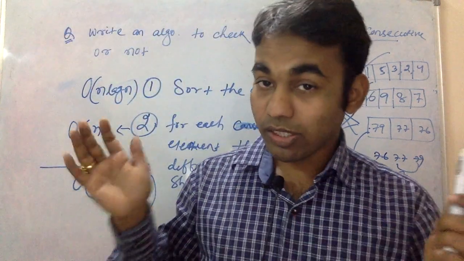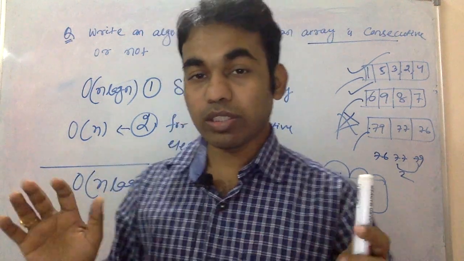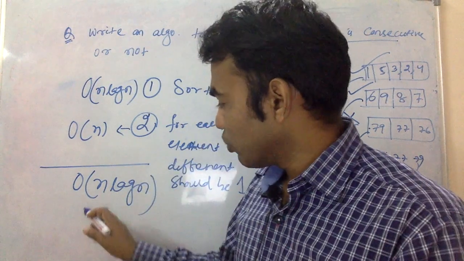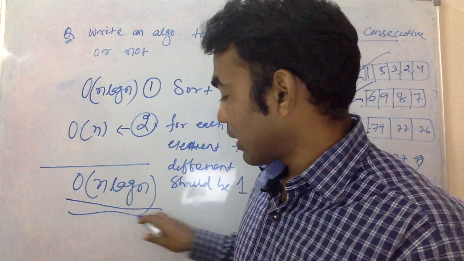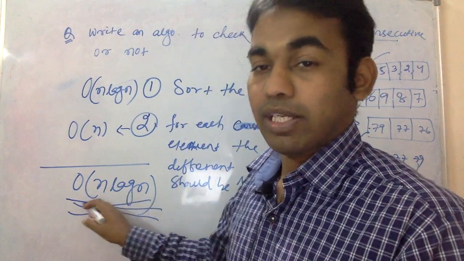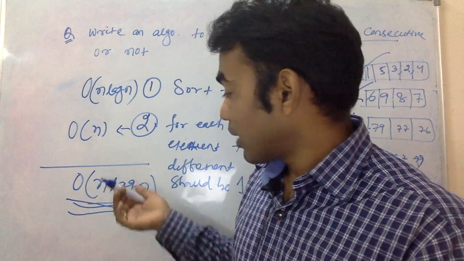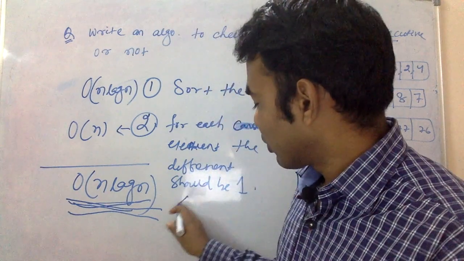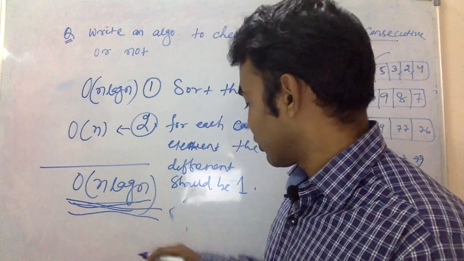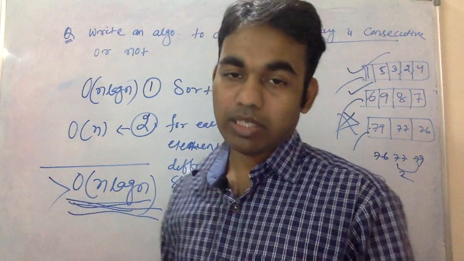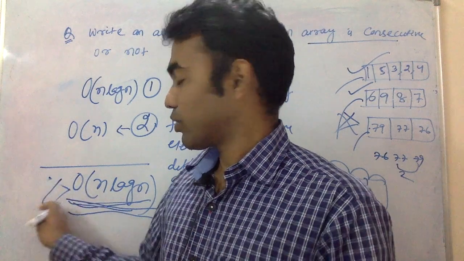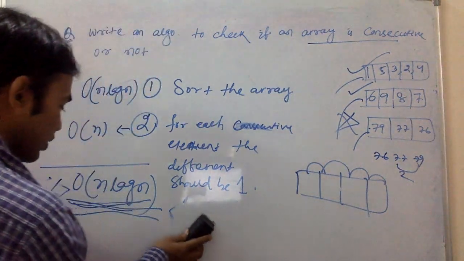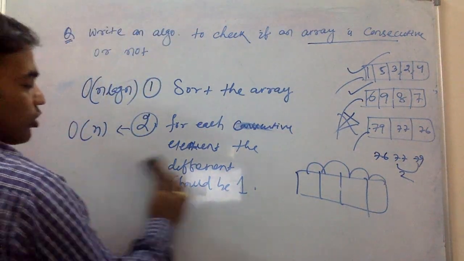But the question does not end here. If you are going for an interview, they will immediately ask you whether you can write an algorithm which is more efficient than this algorithm. What does efficient mean? Can you write an algorithm which takes less time than O(n log n)? Can you think about some algorithm or some method which you can apply so that it takes less than O(n log n)?